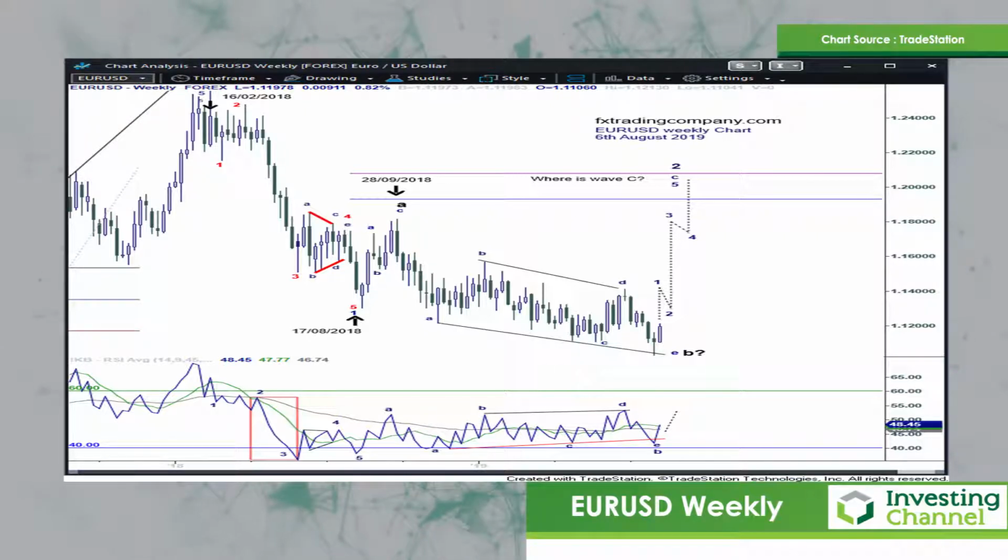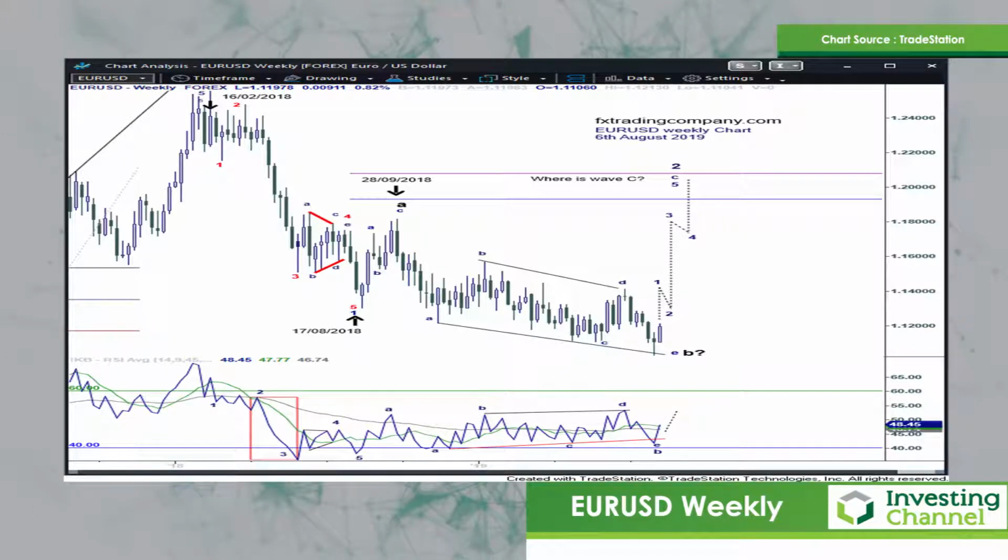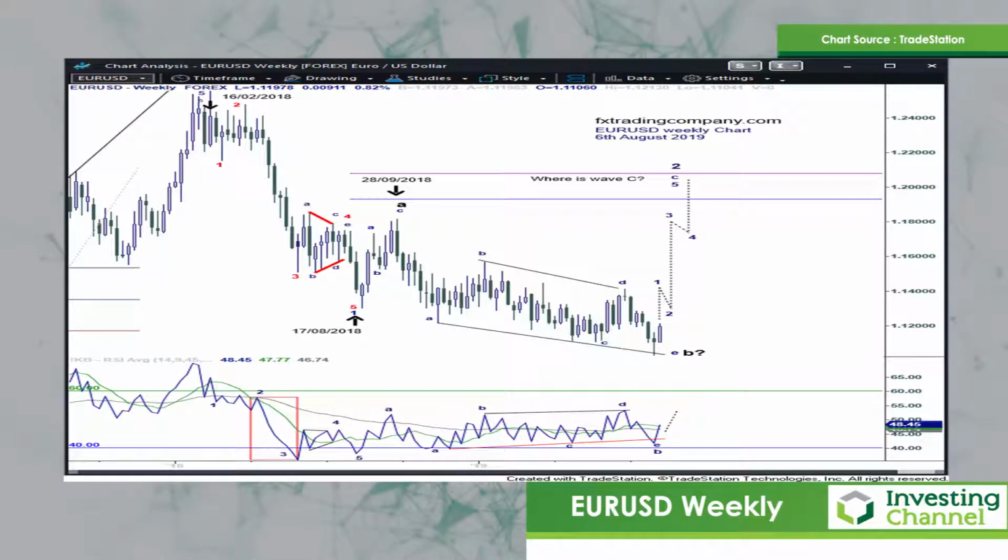If I was to label this chart now from an Elliott wave perspective, I would say that we have had an ABC to produce a zigzag to a high on the 28th of September 2018, and then I would label this that we've had what would be termed as an ending diagonal for a B wave, connecting waves A, B, C, D and E.